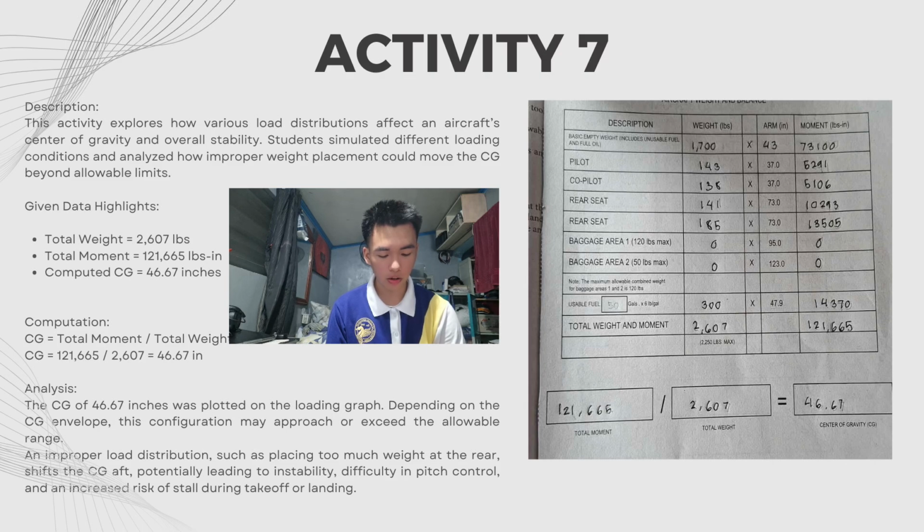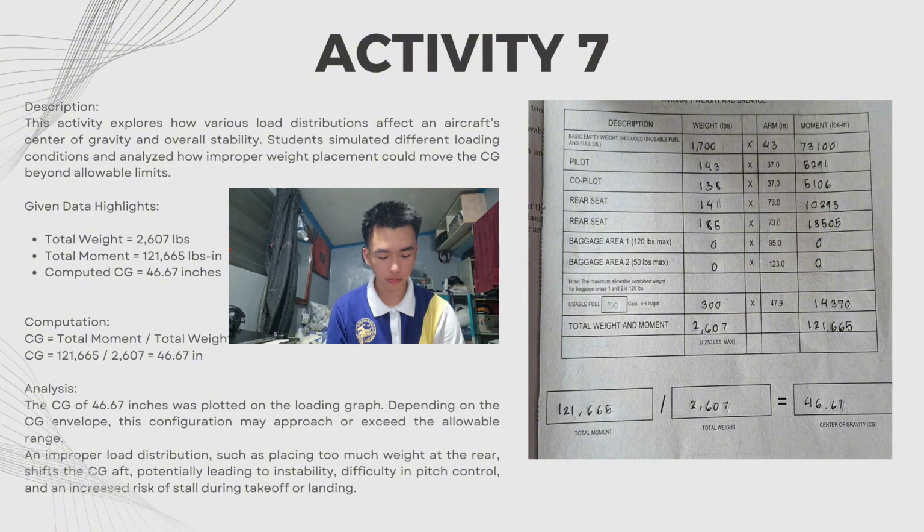Afterward, we calculated each moment by multiplying weight by the arm: moment equals weight times arm. We then added all the individual weights to get the total weight, 2,607 pounds, and summed up all the moments to get the total moment, 121,665 pound-inches.